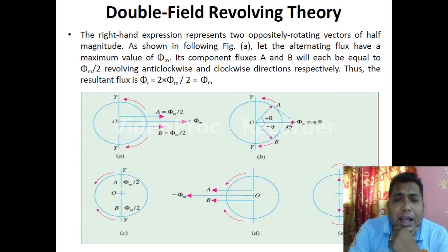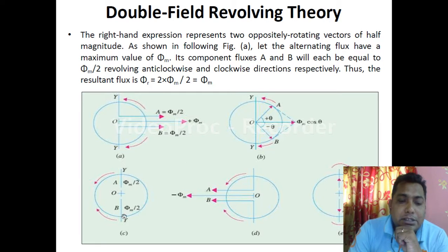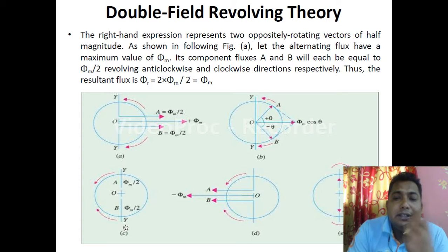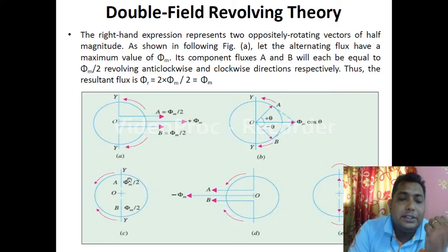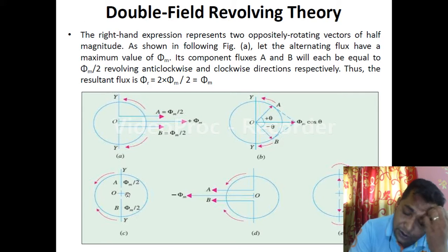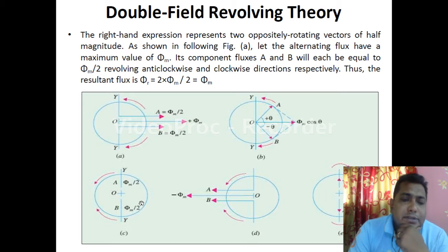Now it is moving again. Coming to picture number 3, it has moved to this location. Now A is at this location, B is at this location. So what is the value? It is again phi m cos theta. Now what is the angle? 90 degrees. So cos 90 degrees is equal to 0. So at that time, no EMF is induced.